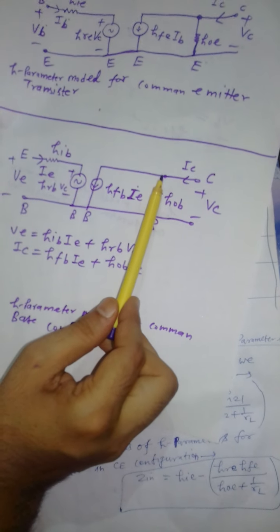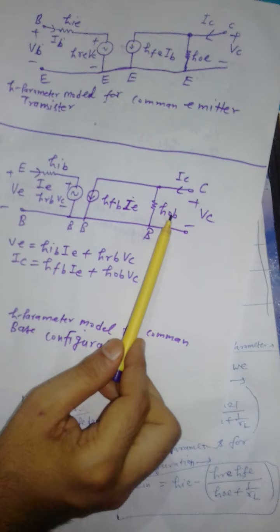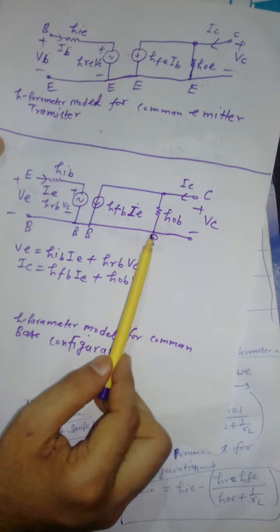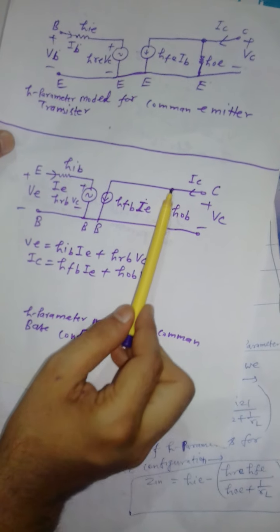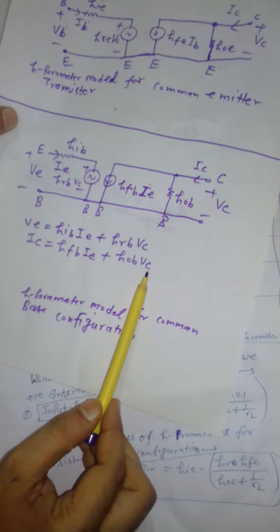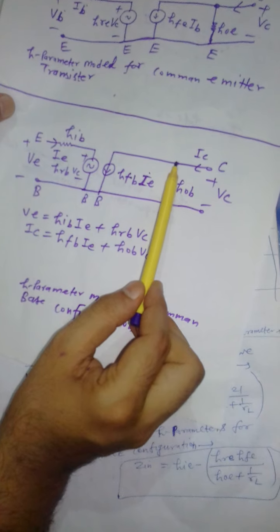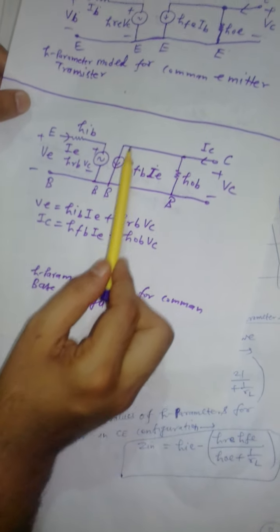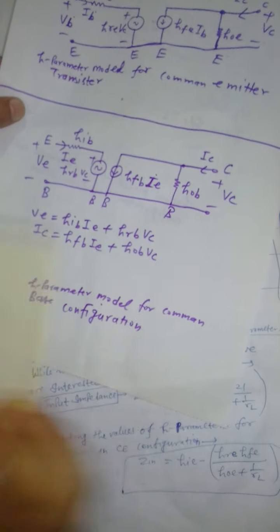When you apply KCL at this node, you can write this. HOB is an admittance, right? So what is the current in this branch? The current will be the voltage across this branch, which is VC, times the admittance HOB. So the current in this branch will be HOB VC. Now if you apply KCL at this node, you will write IC is equal to this current plus this current, that means HFB IE plus HOB VC.